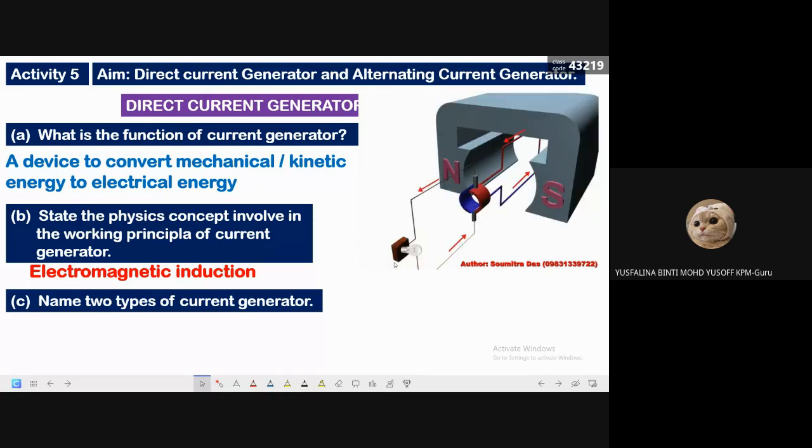So we call it electromagnetic induction because we use the induced current. Okay, and we use a magnet to produce the electricity. So we use the induced current, and also we use a magnet to produce the induced current and it produces the electricity. Okay, so electromagnetic induction. So for this one you have to know the physics concept, laws, or rule. So it has to be precise.